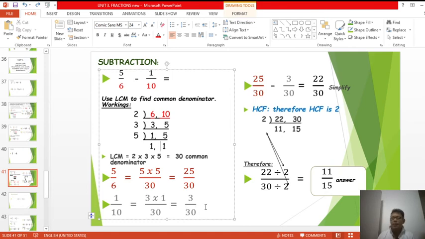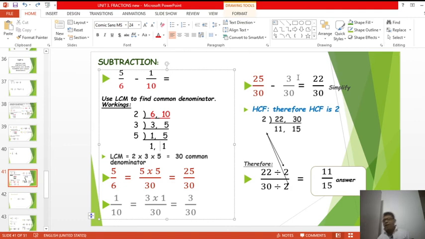Then after that, put down both of these equivalent fractions together and do the operation. So we have 25 over 30 minus 3 over 30, which equals, again, they have common denominators now, right? So just copy the denominator and subtract the numerator. So we got 22 over 30. Just a reminder, everyone, don't interchange their positions, okay? You will end up wrong.